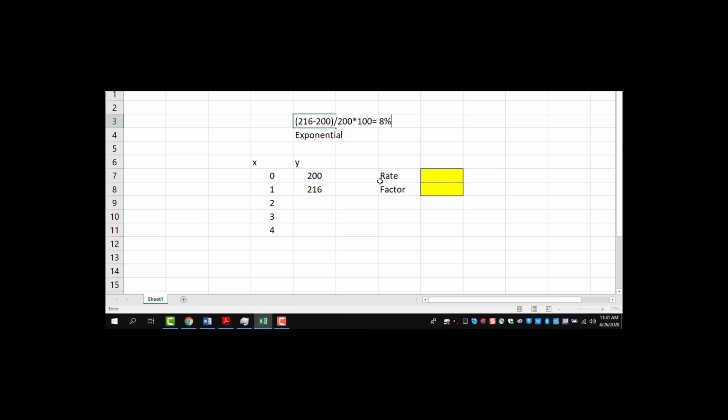You do it on a calculator. So the rate is 8%. The factor is 1 plus R. So the factor is what you multiply 200 by in order to get 8%. So 1 plus 8 over 100, which is 1.08.